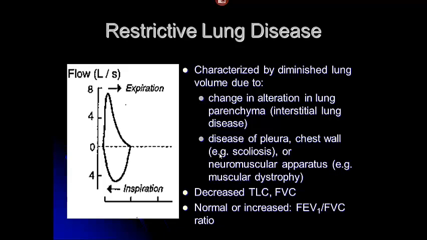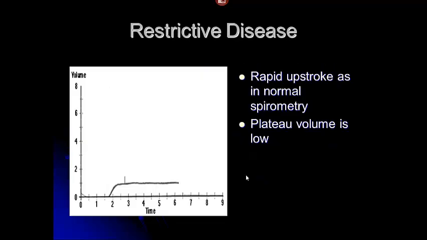Examples of restrictive lung disease we already discussed. So any interstitial lung disease such as pulmonary fibrosis, scoliosis, or I forgot to mention muscular problems such as Guillain-Barré, muscular dystrophy, SLE, or Lou Gehrig's disease, myasthenia gravis, etc. And if you look at this, it would be a rapid upstroke, and they would reach a plateau quickly.